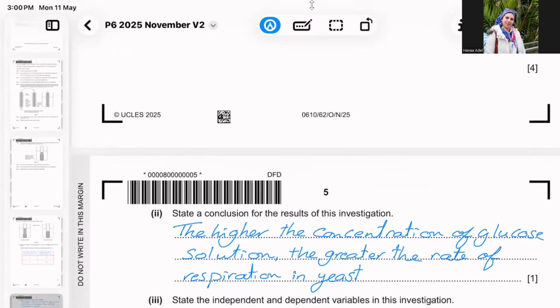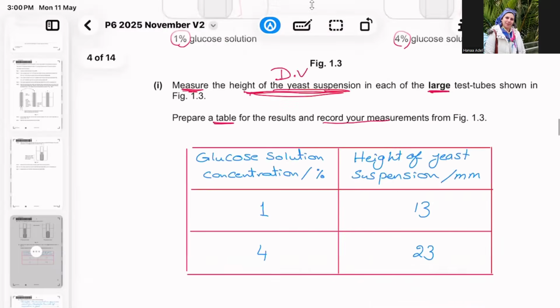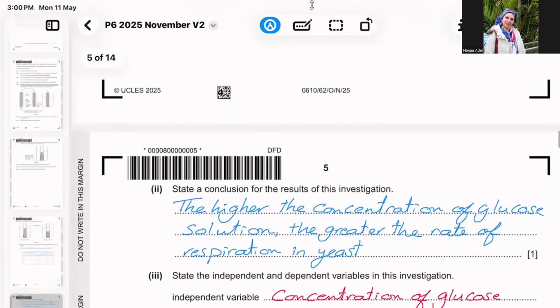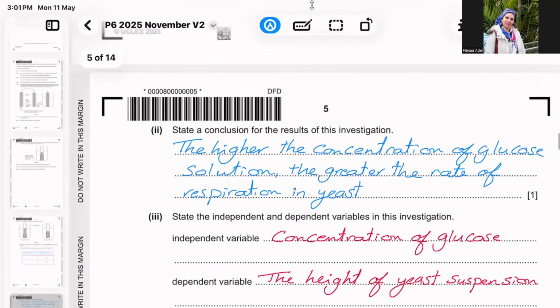We get the independent variable from the first sentence. So this is the concentration of glucose. So we have different concentrations of glucose, and we just measure the height of the yeast suspension. So this is the dependent variable, to know the rate of respiration. So the dependent variable is the height of the yeast suspension.